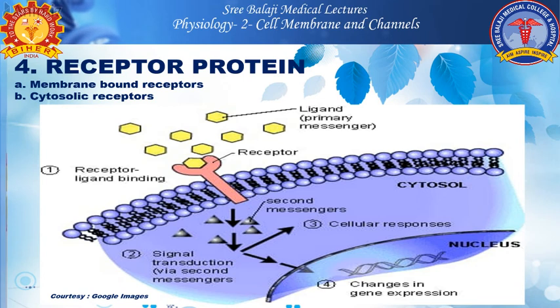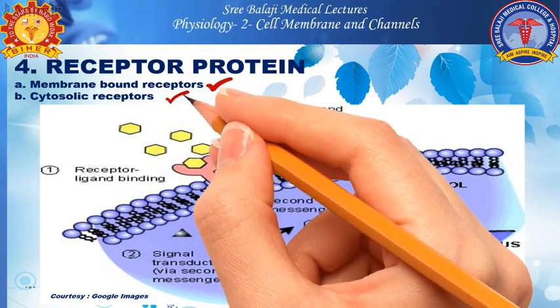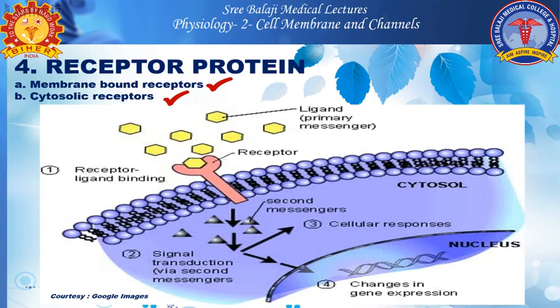Next comes our receptor proteins. What are these receptors? First, receptor proteins come under the category of integral protein only. Under this there are two types of receptors. One is membrane bound receptors, nothing but these receptors will be present over the surface of the cell membrane itself. Next one is the cytosolic receptors. It is present mainly in the cytoplasm of the cell, or sometimes the receptor will be present at the nucleus level. So these are the types of receptors.